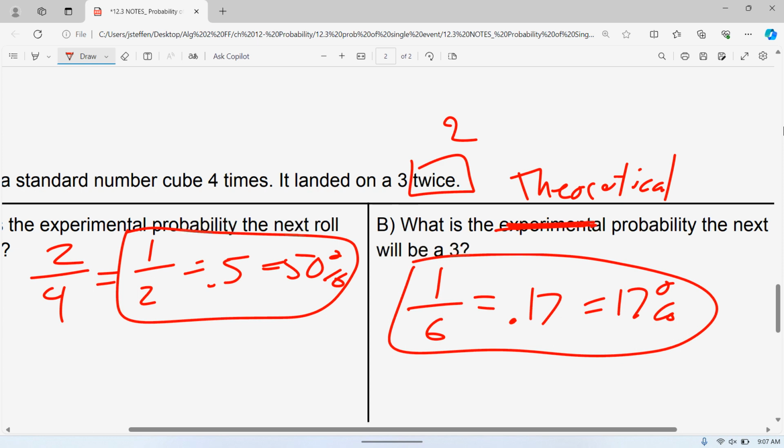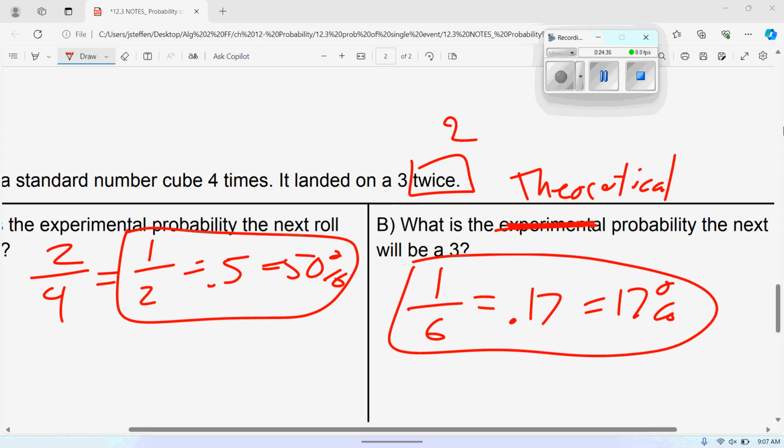Okay, obviously there is a worksheet, there is an exit ticket, so make sure you're working on those. Again, tomorrow you're doing a quiz probably, and then you'll have a quiz on Friday.